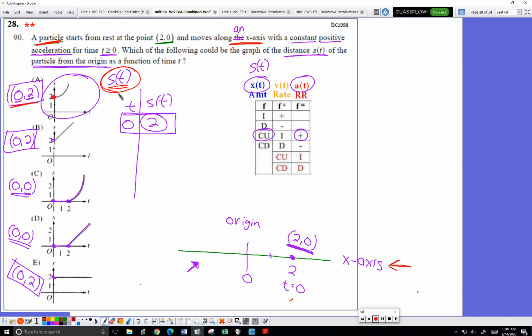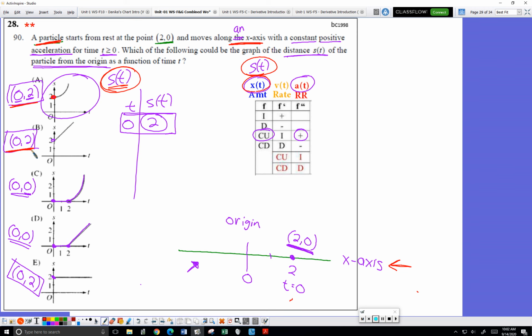They will use the symbol s of t sometimes to indicate position, sometimes x of t. They just go back and forth. Don't ask me why. That's what they do. So, this is a bunch of numbers telling me about this. This graph tells me the same thing. At time equals 0, the particle is at location 2.